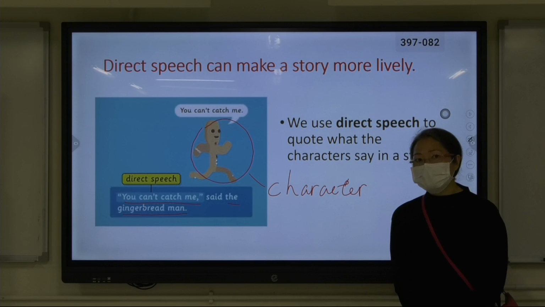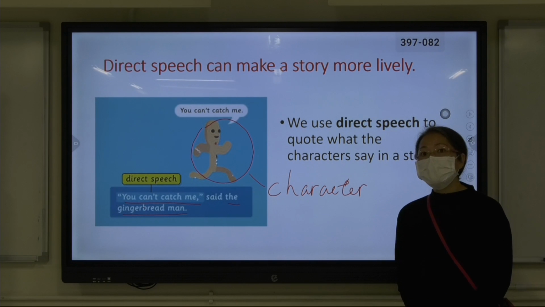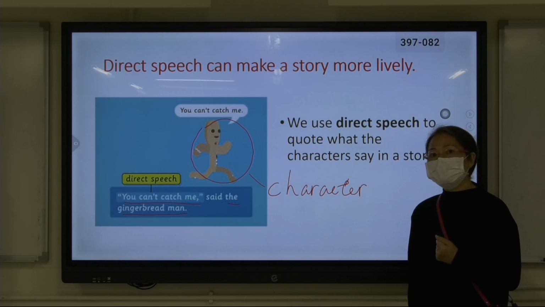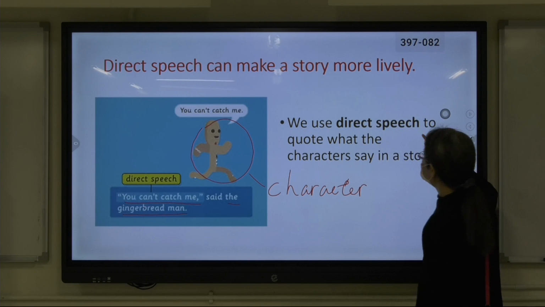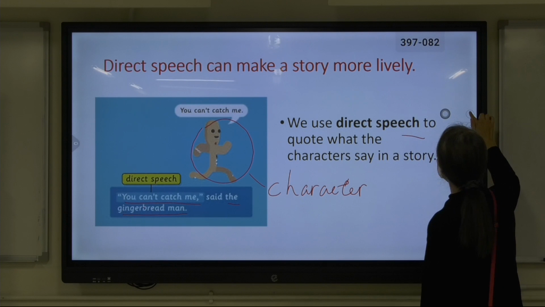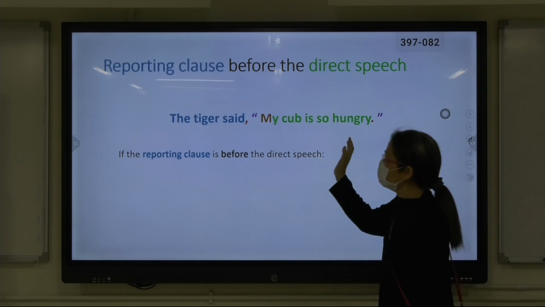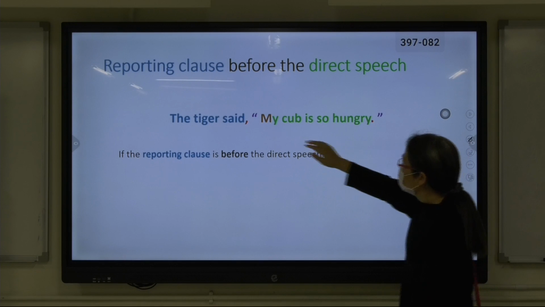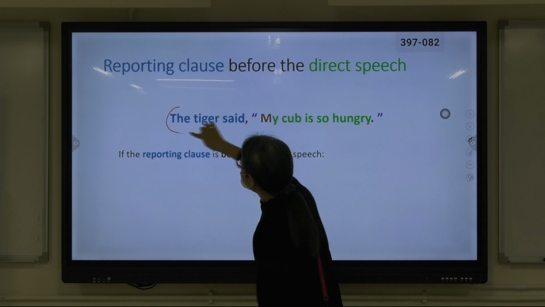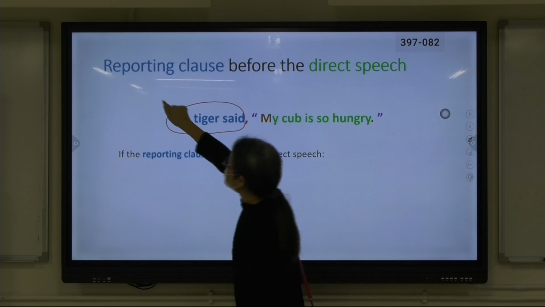Why do we use direct speech? Because it can make a story more lively, vivid, interesting, and give it a sense of being there. Let's look at the structure. This is the direct speech. And this one is the reporting clause.